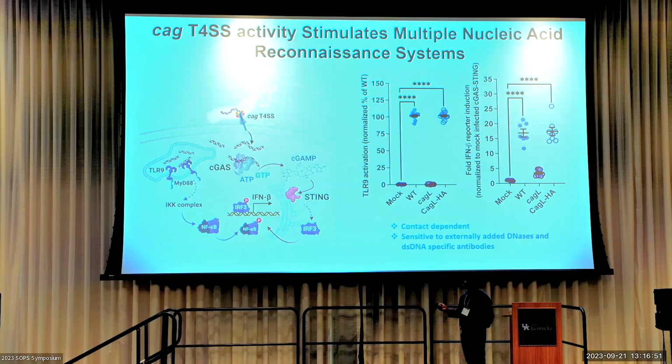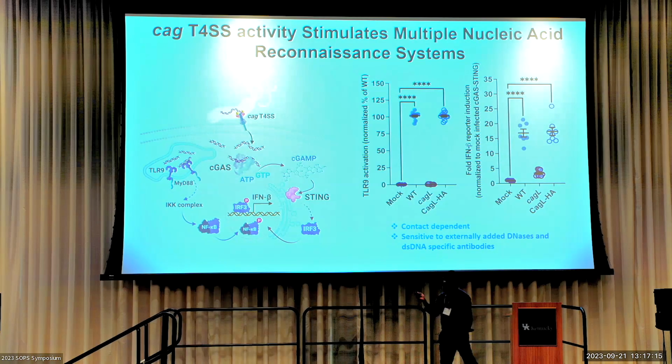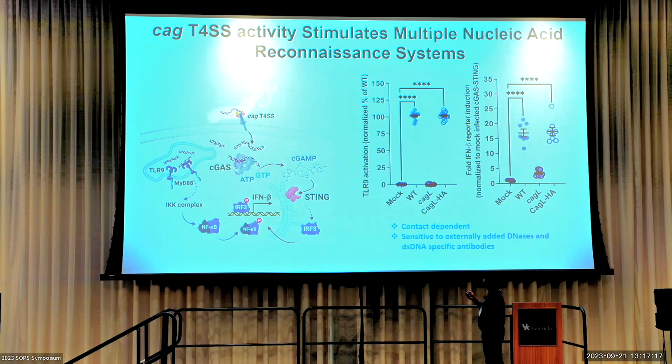TLR9 is an endosome-bound receptor which can detect the presence of microbial DNA in the human cells, and cGAS is a sensor which can detect the presence of aberrantly present DNA in the cytoplasm of human cells. We see that both these pathways are getting activated by Helicobacter pylori in a Cag type 4 secretion system dependent manner. Using similar assays, we found out that the DNA translocation is directly dependent upon the interaction between the bacteria and the human cell.